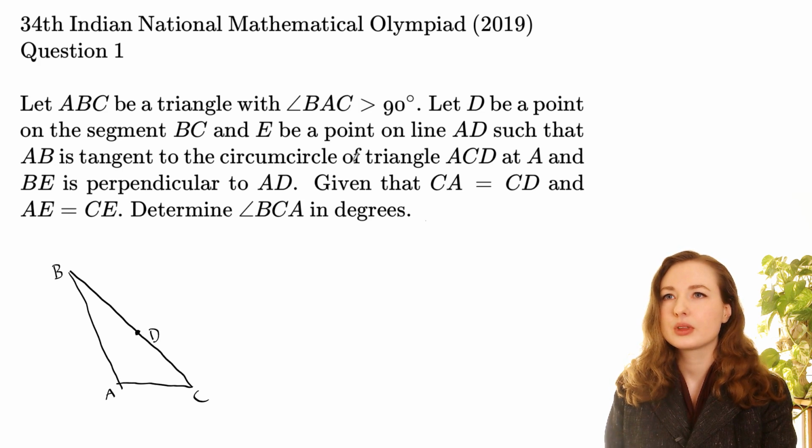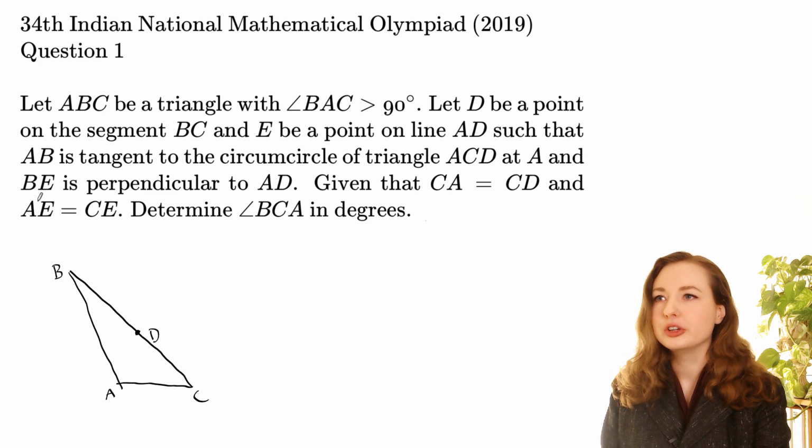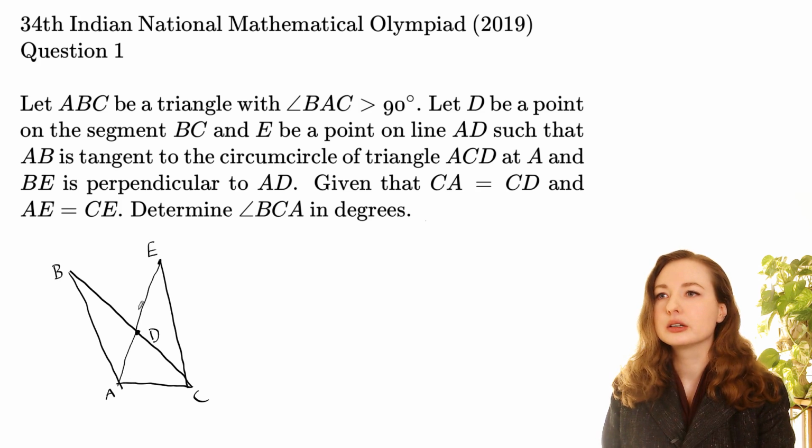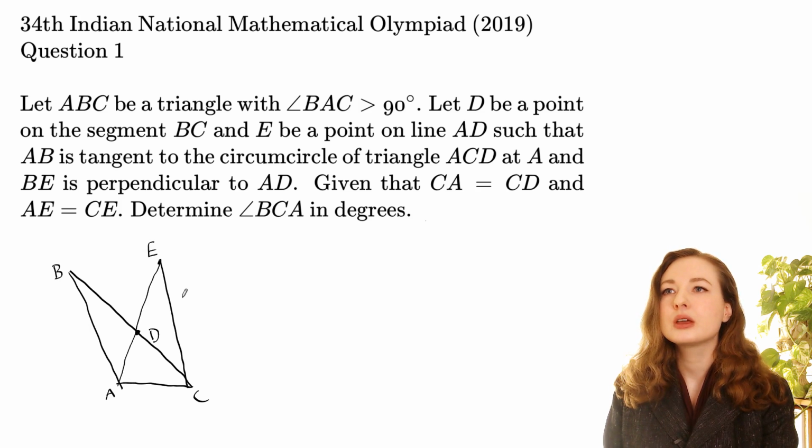So once you read all of it, you kind of have to read up to here to work out where E is actually going to be. But if we extend this line AD, you want to put E so that AE equals CE. So it's going to be about there.